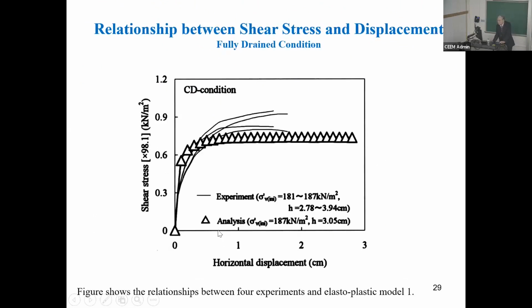This shows the relationship between shear stress and horizontal displacement. This one is consolidated drained condition. This one is the experimental result, CD condition. But anyway, consolidated test in clay is not easy.